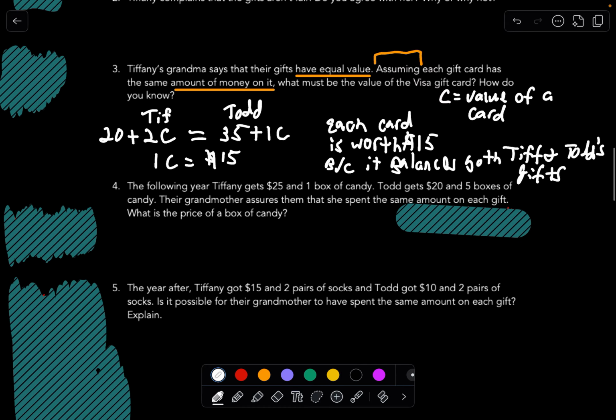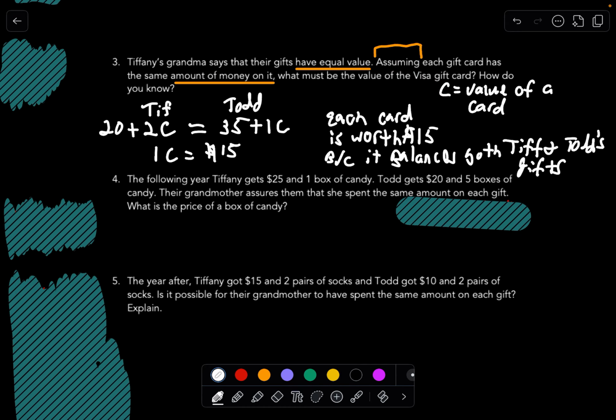Now, question 4. The following year, this is a completely new year and a completely new setup. Tiffany gets $25. So the same thing, I'm going to have Tiff on one side and Todd on the other. And I'm pretty sure Grammy, or their grandmother, assures them that she spent the same amount on each gift. So it's worth the same amount, okay? What is the price of a box of candy? So Tiffany gets $25 plus 1 box of candy plus 1 C.